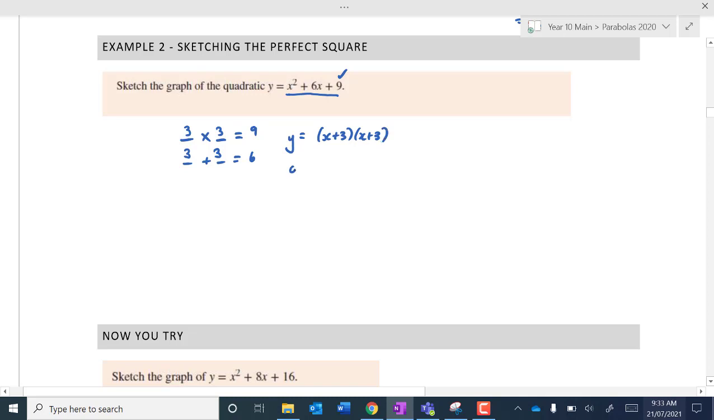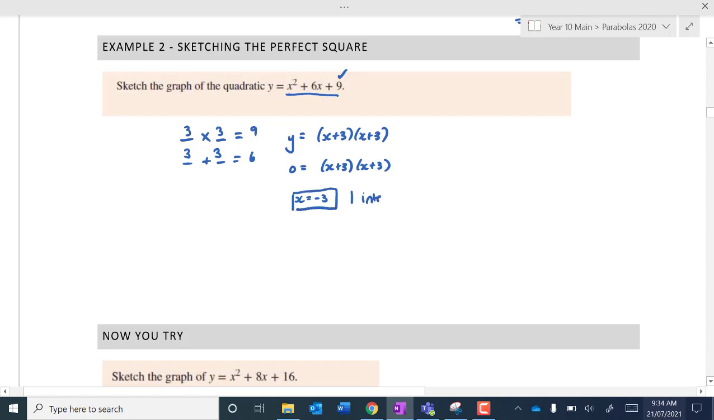So when I do the null factor law and let y equal 0, that's going to give me just one solution, which is x equals minus 3. How do you get a turning point? Well, you've only got one intercept.